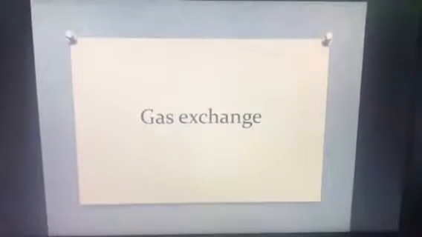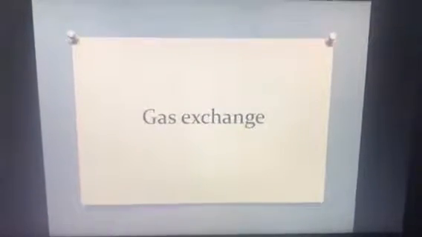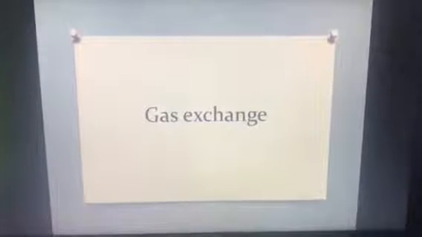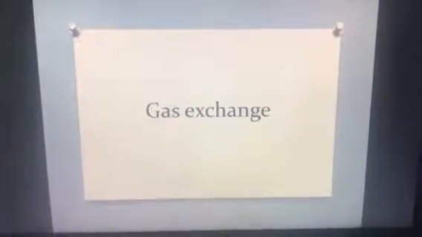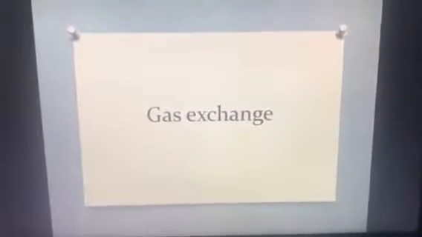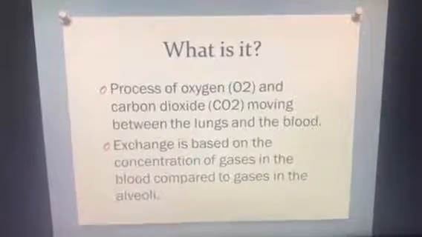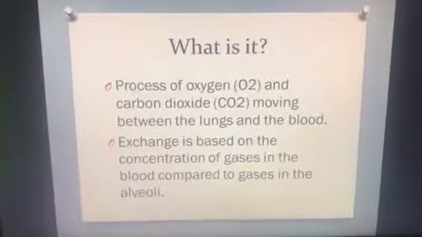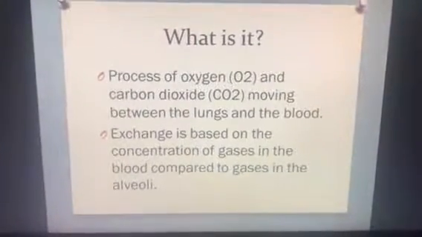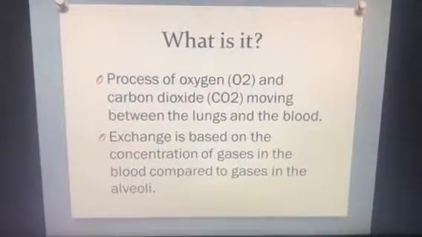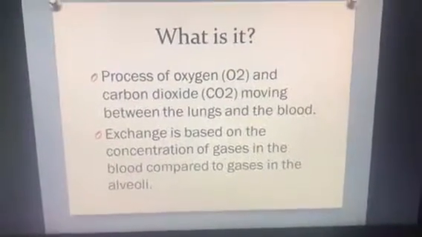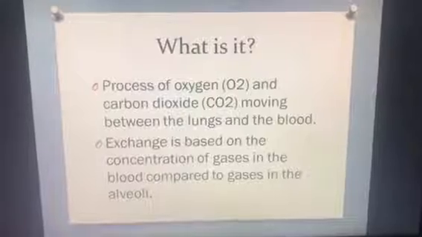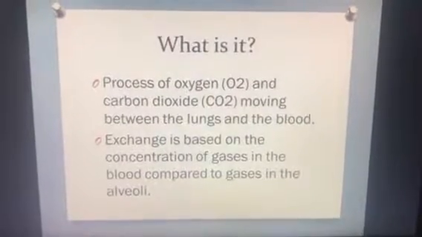The topic I chose today was gas exchange, and it's kind of confusing and involves a lot of anatomy, so I tried to simplify it in the best way I could, and hopefully I covered the most important aspects of gas exchange. So, what is it? It's the process of oxygen, which is O2, and carbon dioxide, CO2, moving between the lungs and the blood. And exchange is based on the concentration of gases in the blood compared to the gases in the alveoli.